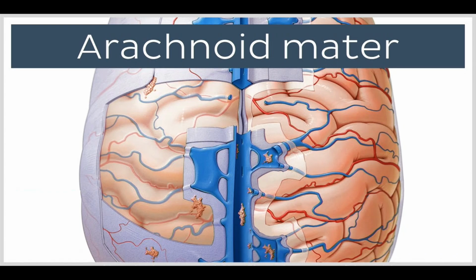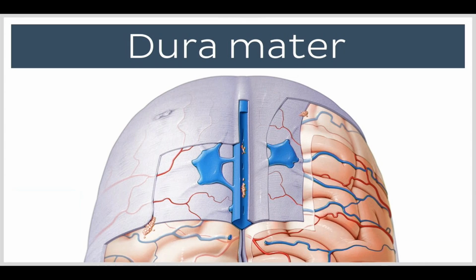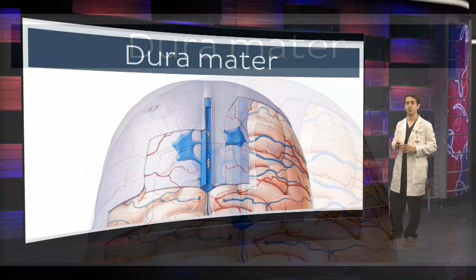Between the pia mater and the arachnoid mater is a space called the subarachnoid space, which contains cerebrospinal fluid, CSF. This space is where the major arteries supplying blood to the brain lie. If a blood vessel ruptures in this space, it can cause a subarachnoid hemorrhage. The outermost meningeal layer is the dura, which lies between the brain and the interior of the skull.